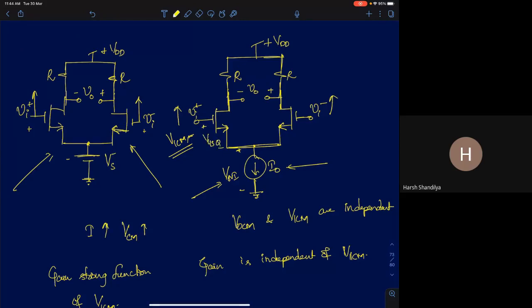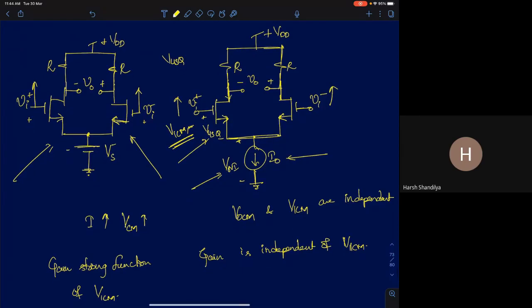The minimum, in terms of VGS and VOI, what is the minimum VICM necessary? Can I say it will be the minimum VGSQ, the quiescent VGSQ when the device is carrying a current of I by 2, plus the overdrive voltage VOBI? This is what we discussed as the minimum voltage necessary to keep both these transistors and the current source in saturation.